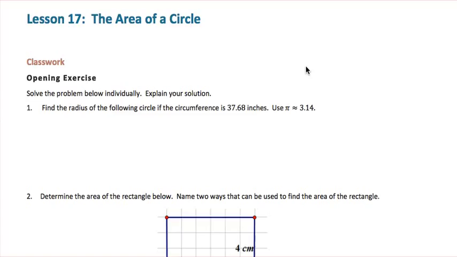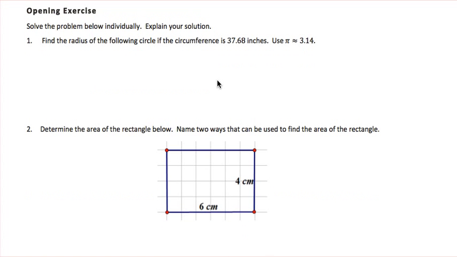In Module 3, Lesson 17, we're looking at the area of a circle, extending our knowledge from Lesson 16. Now in the opening exercise, we're going to do a little working backwards. They're asking us to find the radius of a circle if the circumference is 37 and 68/100 inches. And we'll use 3.14 as the approximation for pi.